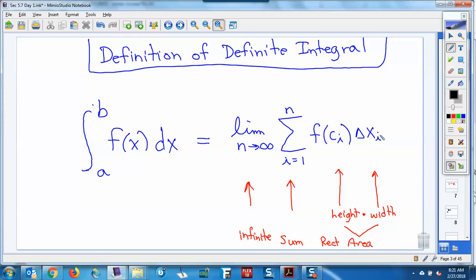Now, you would think those two would go together, right? We talked about that yesterday. As you go towards an infinite number of rectangles, what happens to the width?